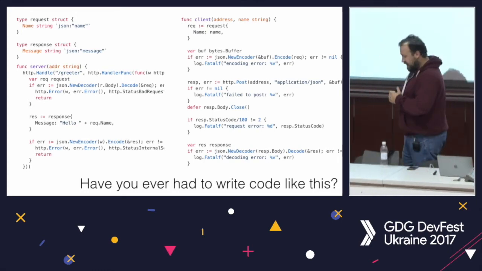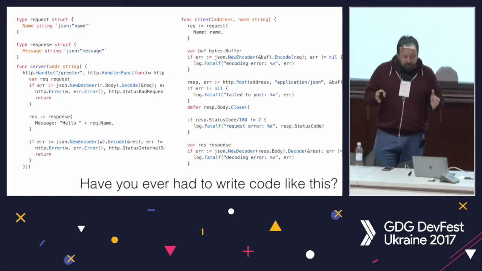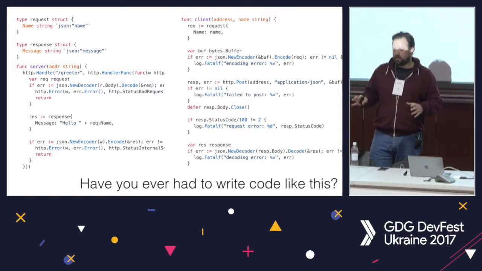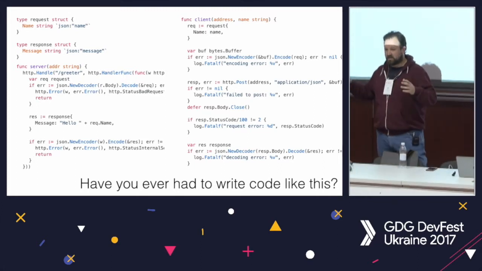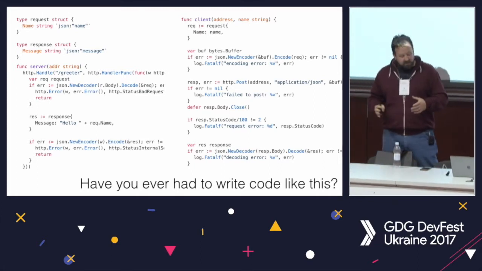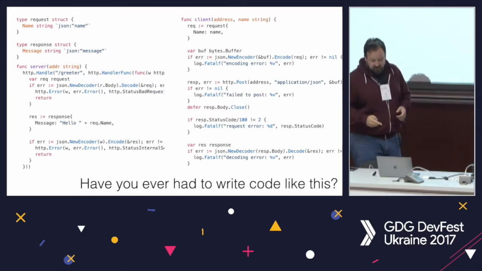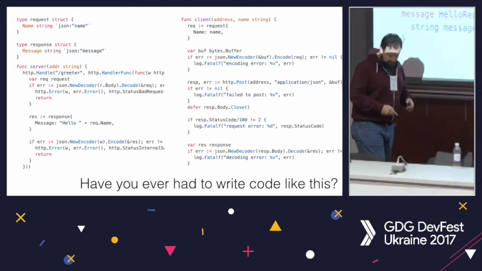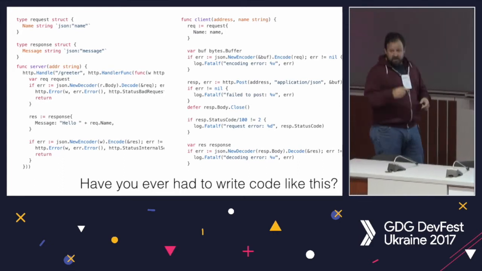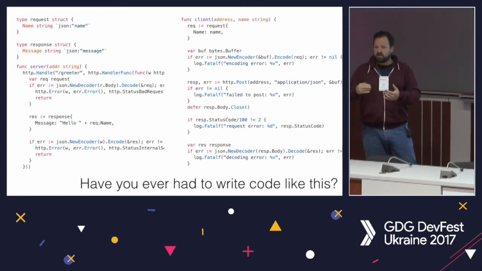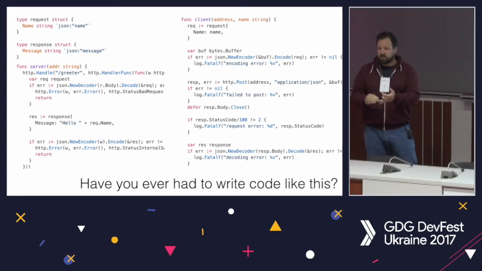gRPC is a high-performance, open-source, universal RPC framework. So this isn't a new thing. They've had these for about 30 years. But gRPC is the newest and greatest one. You write your interface definition once, so your interface definition looks a bit like this. And then gRPC compiler will generate you server-side and client-side stubs for about 10, 11 different languages.